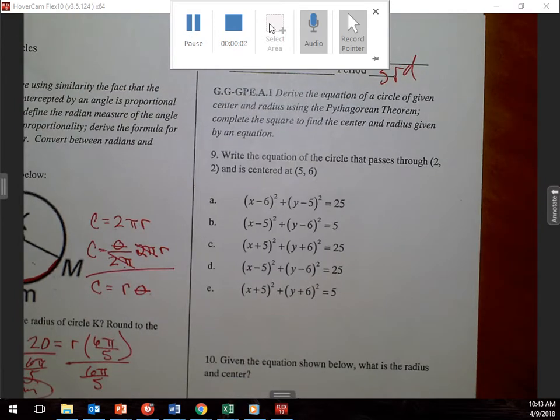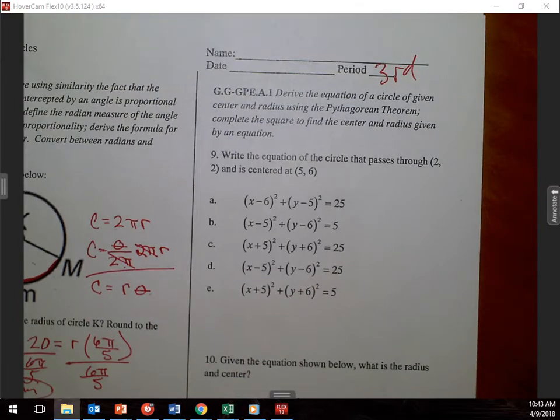All right, let's take a look at our review. So we're going to finish up the review right now. So this one right here, I'm glad we actually started on this one. This one probably needs some of the most time. A lot of people have trouble with this.